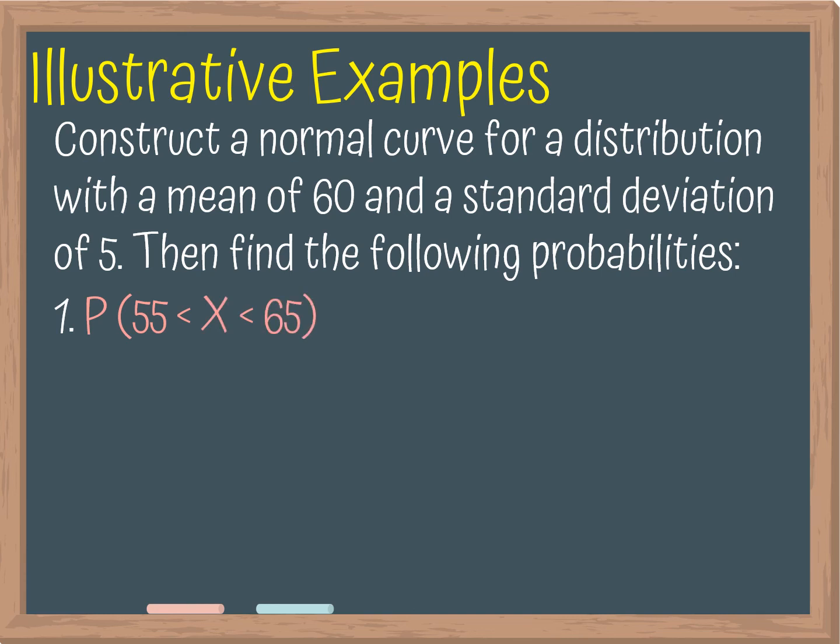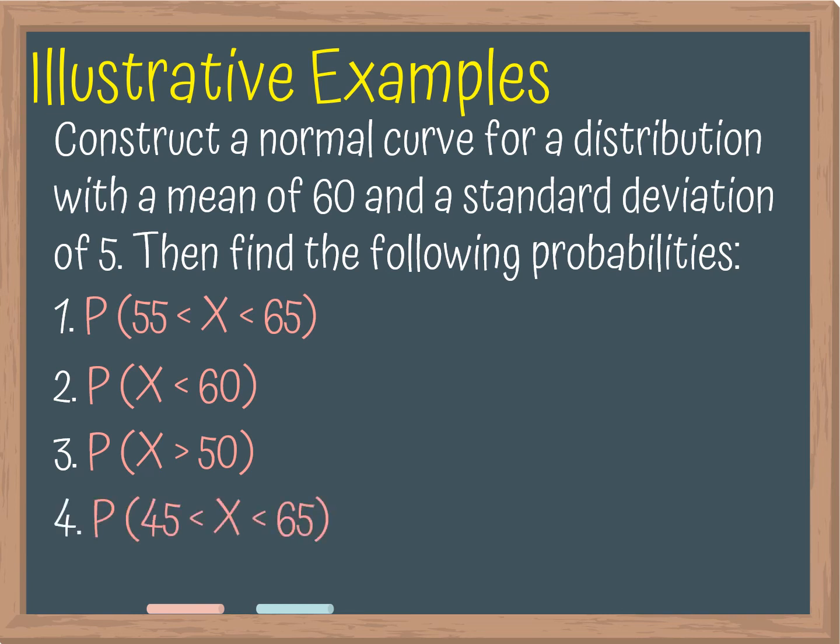Number 1, the probability wherein x is greater than 55 but less than 65. Number 2, the probability that x is less than 60. Number 3, probability that x is greater than 50. And number 4, the probability where x is greater than 45 but less than 65.